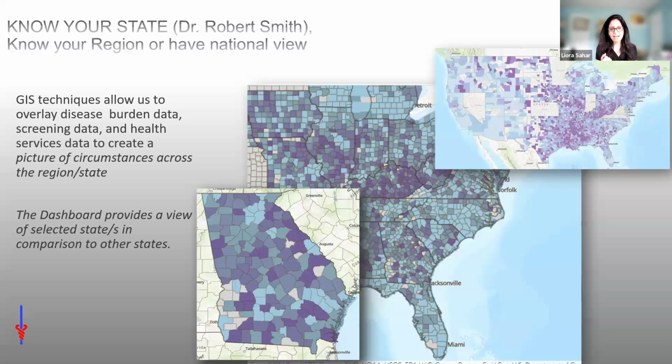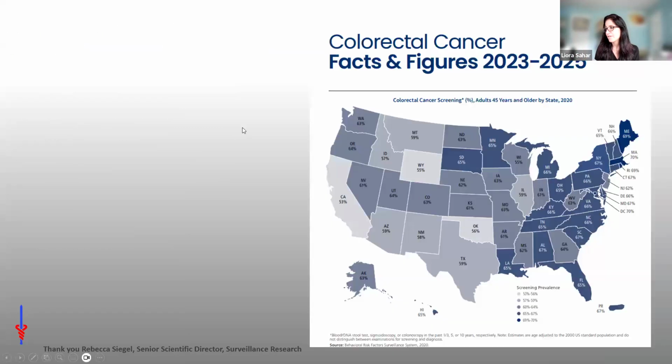And GIS is just a fantastic system and tool to start knowing this area, the state, the challenges, the burden of the disease. In this case, we're talking about colorectal cancer. What is the distribution of the health system, right? Where are the hospitals, where are the FQHCs, and help us start to tailor interventions and programs, just like the ones that Rebecca was talking about.